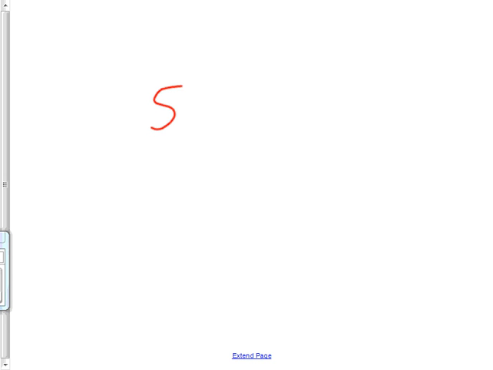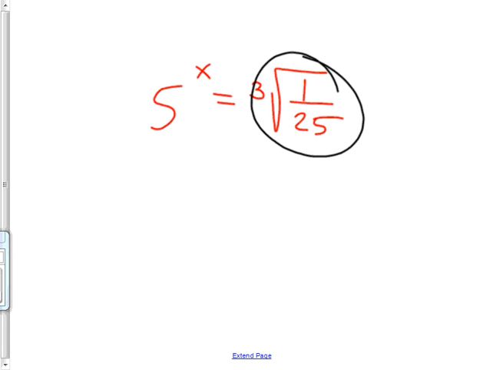5 to the x is equal to the cube root of 1/25. Holy smokes. No, I didn't mean that. I'm sorry. Hold on. No, I did mean that. You can do that. What you should be thinking right here is, I need to make that into 5 to a power. And then I'll be able to have the answer. Compare with the kid I paired you with, and if you're stuck, ask him for help.